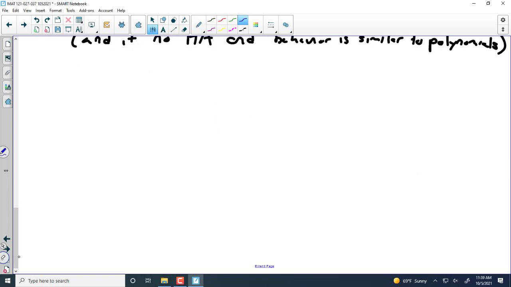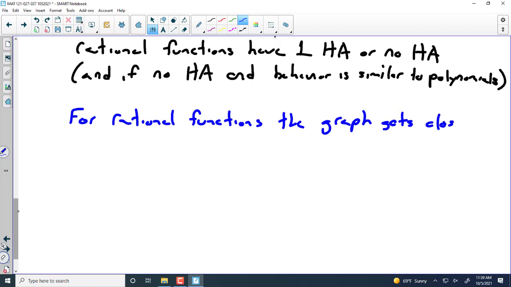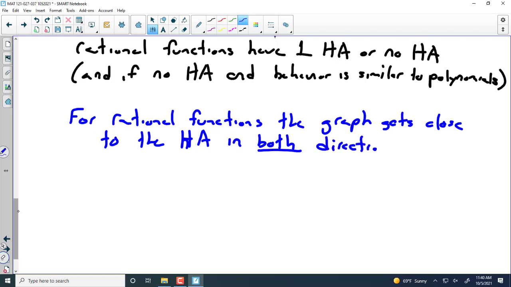Last note I'll make here, just so we're absolutely clear. For rational functions, the graph gets close to the horizontal asymptote in both directions. In other words, class, you're not going to get close to a horizontal asymptote on one side and not on the other side. All right, that's what they are. It's a type of end behavior.